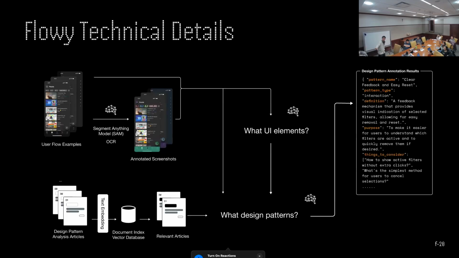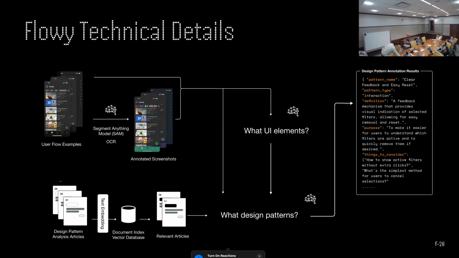And these two components get fed into this huge pipeline. The first one, the segment anything model, as we've said, detects what UI elements are on the screen, and then the knowledge base provides contextual information about the design pattern, so the AI model can understand both of these pieces of information and put together an annotation report that we can use to display on Flowy.